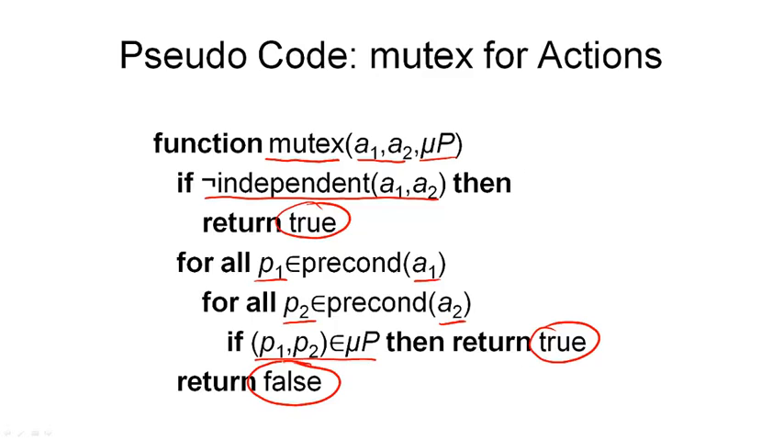As for the time complexity of this algorithm, you can see it consists of two parts. So we have the time complexity of the first part plus the complexity of the second part, and this is simply O of b squared, where b is the maximum number of preconditions and effects we have per action.